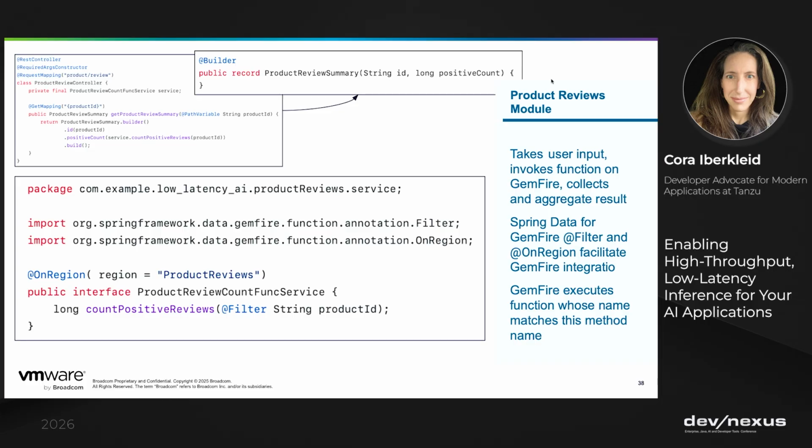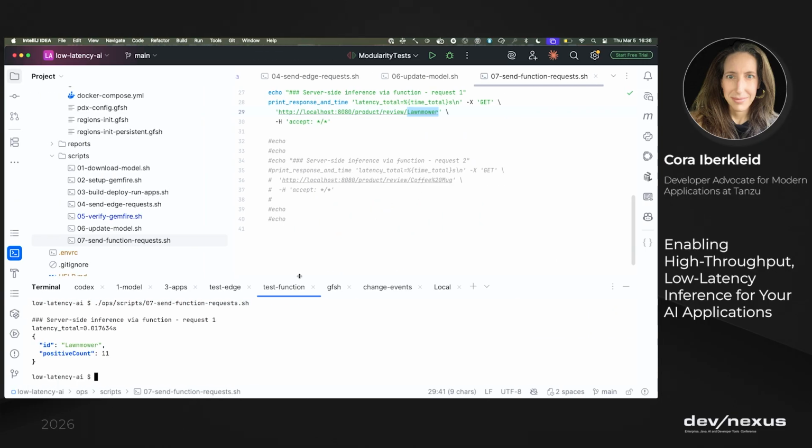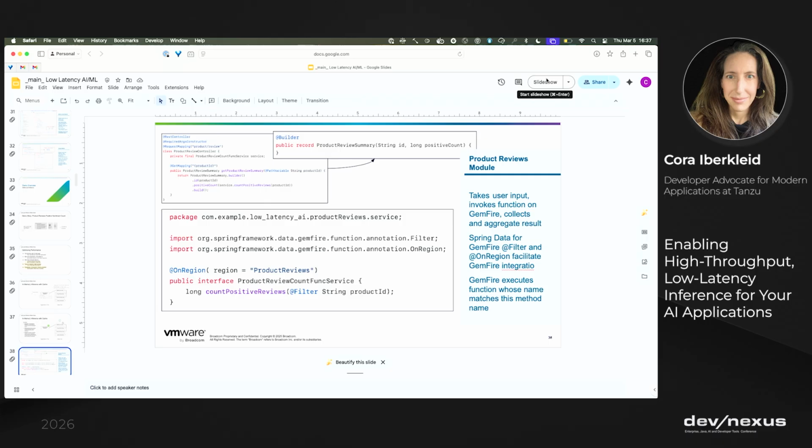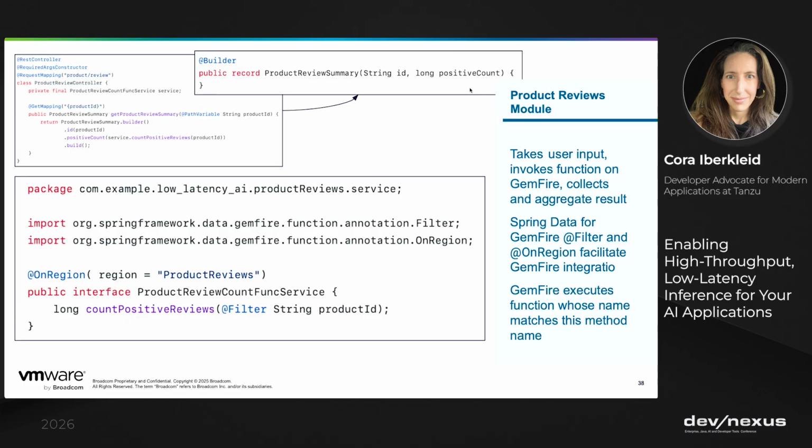And I think I maybe just glossed over that, but that's right here. ID is lawnmower, positive counts 11, right? That's the response that we're getting in the return type for the client-facing function.